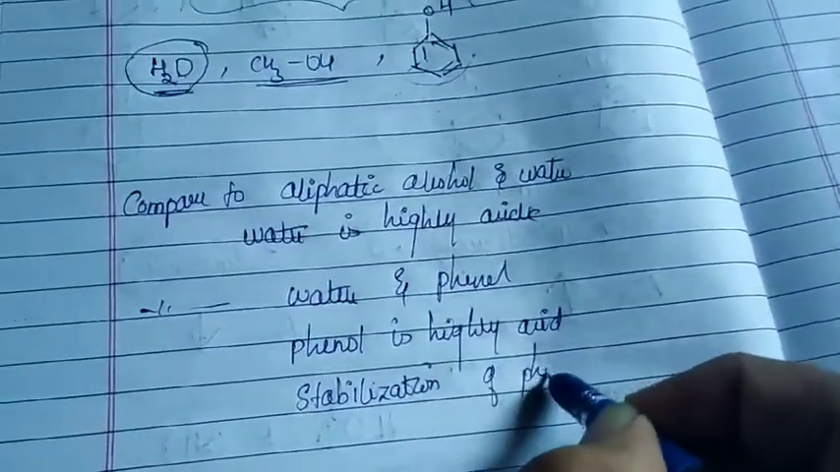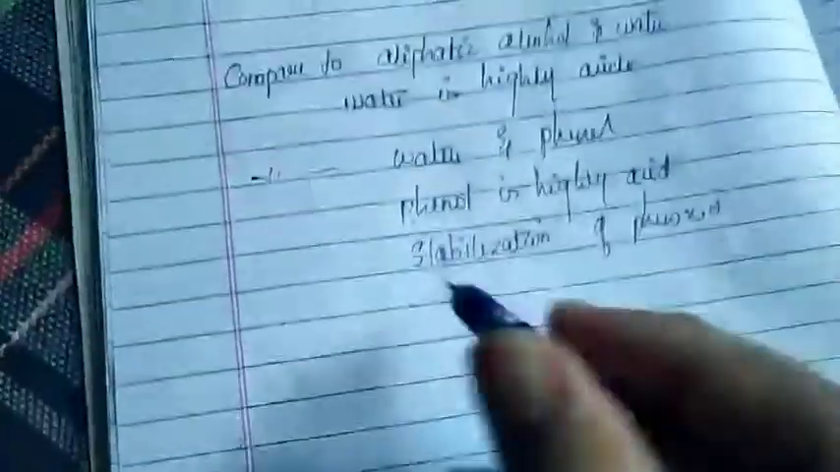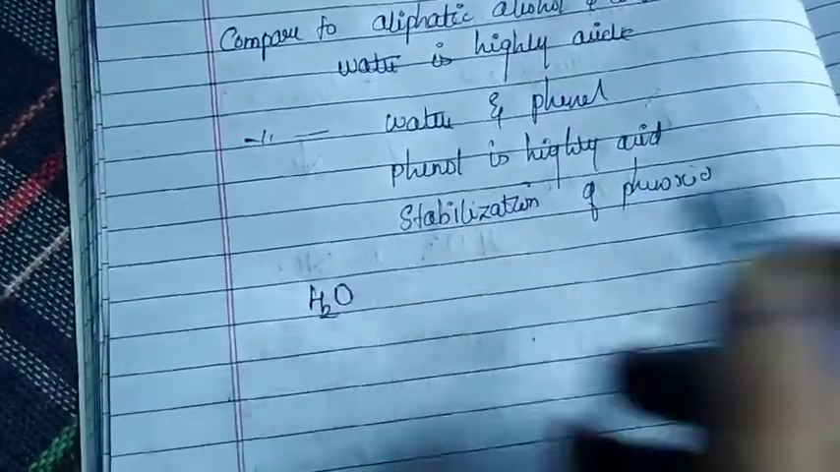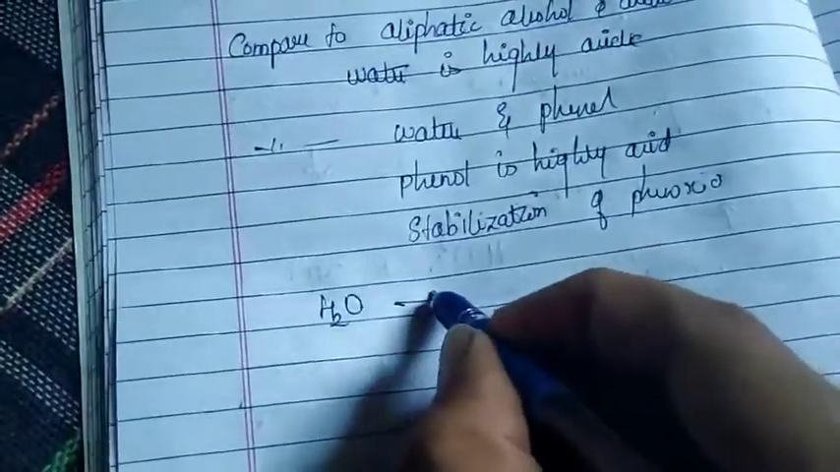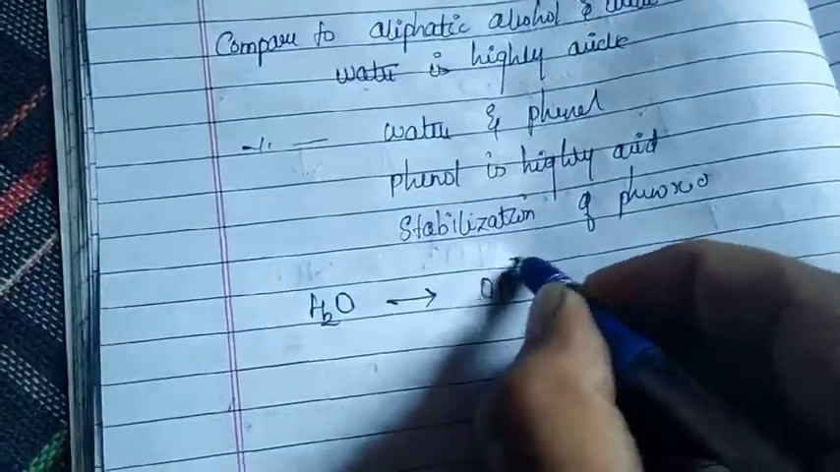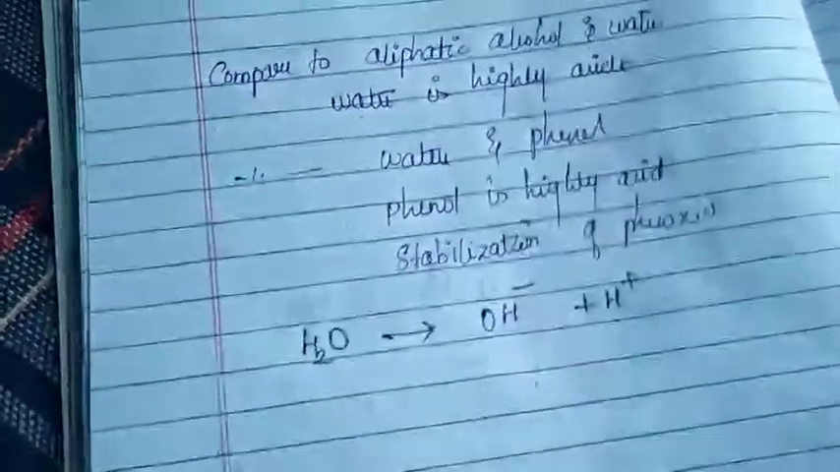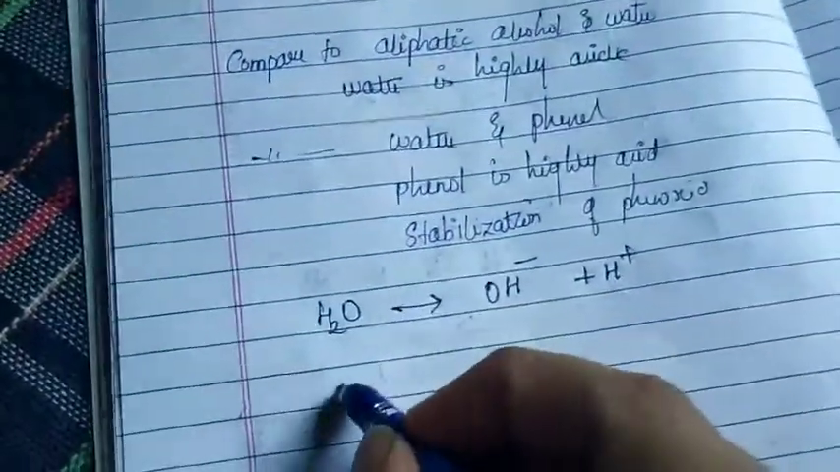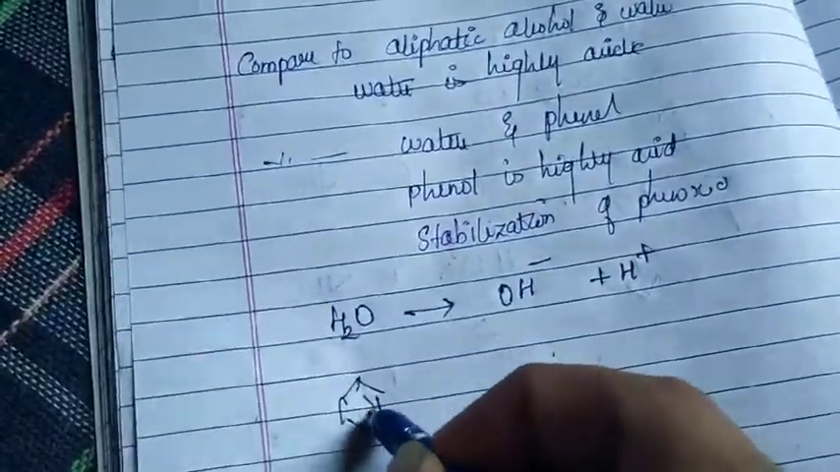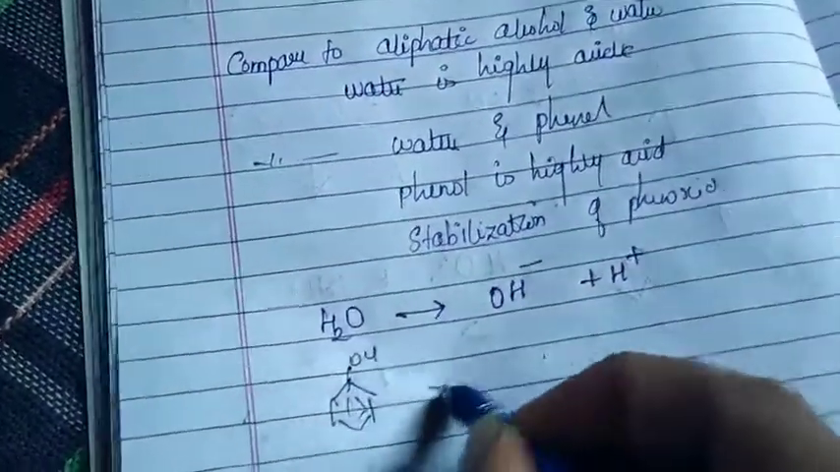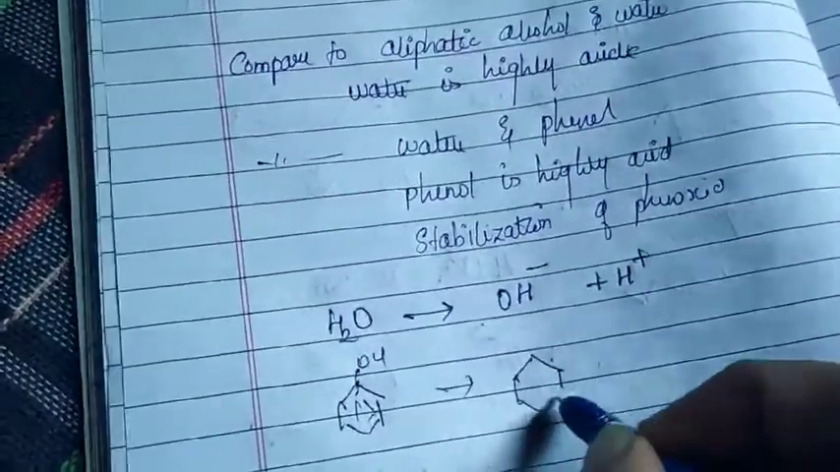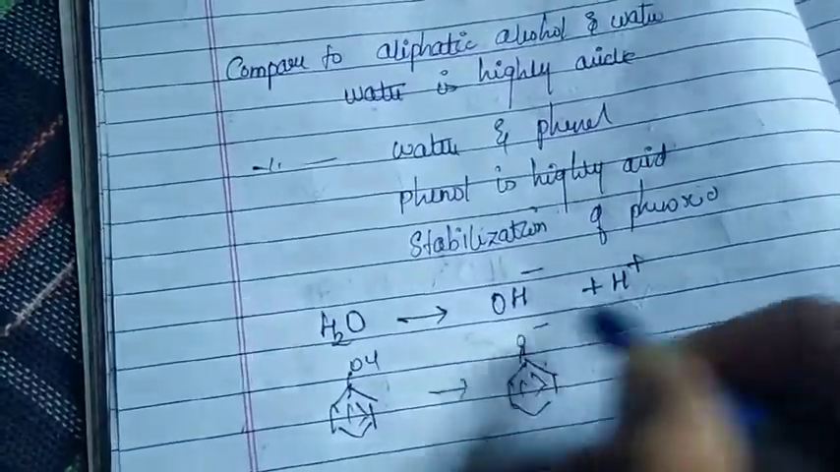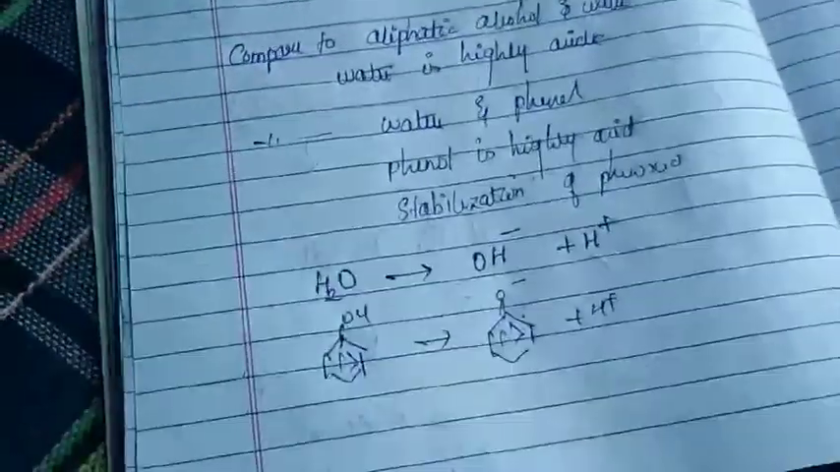Stabilization of phenoxide ion. That means what? If I take water, if it has to act as an acid, what does it have to do? It has to form OH minus plus H plus. Whereas phenol, if it has to act as an acid, what should it do? Yes, it has to form a phenoxide ion plus H plus.